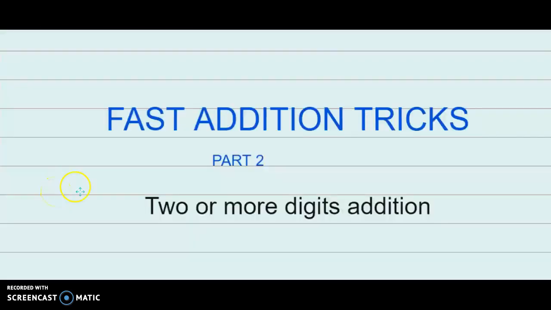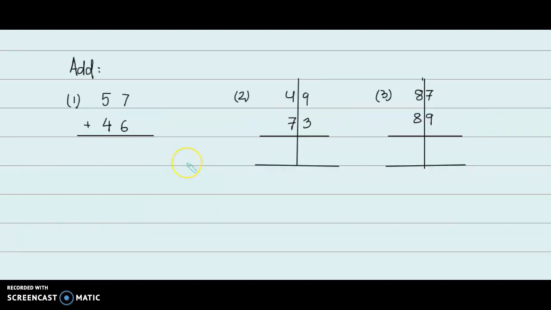In today's class, we will continue our journey on fast addition tricks, and today's lesson is part 2 in this journey. Here I will be discussing with you 2 or more digits addition. So stay tuned, I will come back with questions.